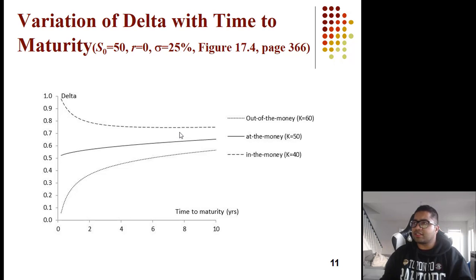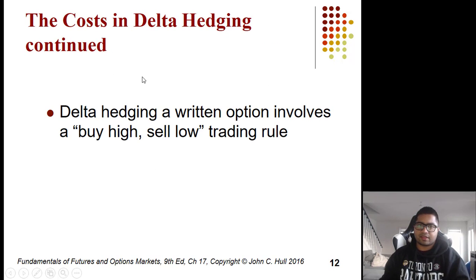Now, how does delta react to time? Delta for an in the money call option, so if you buy some call option when it was in the money, it will keep on rising as the time progresses. For out of the money options, delta will keep on falling as time progresses, and for at the money options it is relatively stable. So this is movement of delta over time.